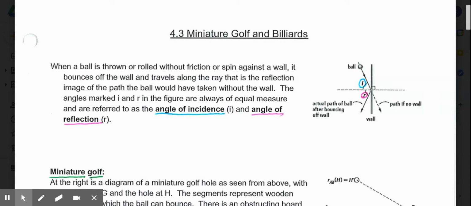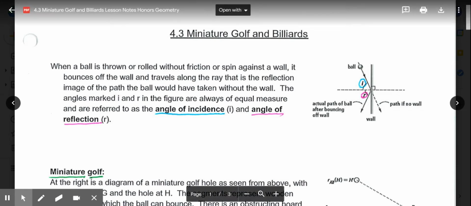Welcome to lesson 4.3, miniature golf and billiards. In this lesson, we're going to look at some of the geometric concepts and angle relationships that we can find in mini golf games and in billiards games or different types of pool.